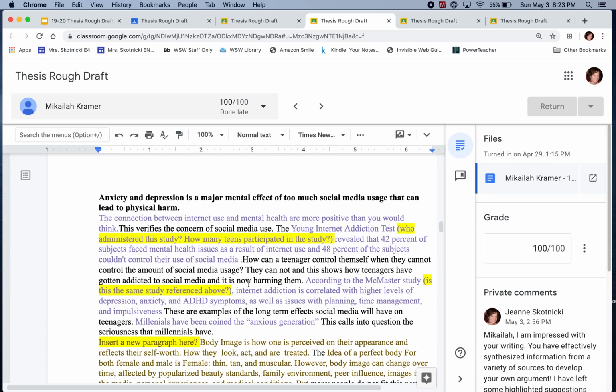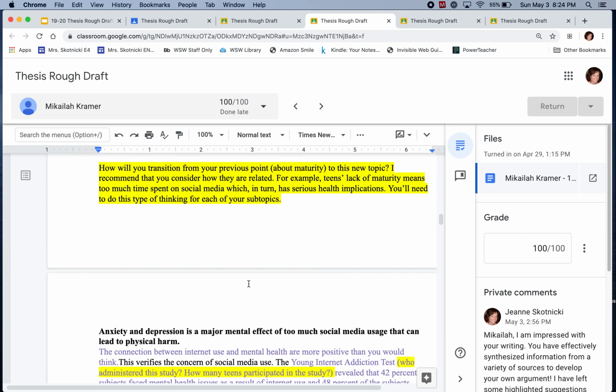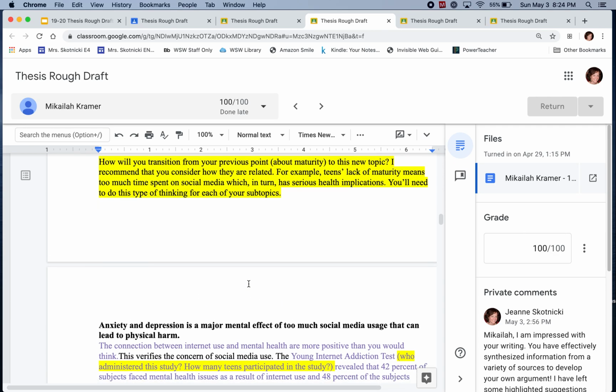And then she jumps to the next subtopic sentence, which is about the effects of this overuse of social media. One of the things that I suggested she might do is consider the way that teens' lack of maturity means perhaps too much time spent on social media, which in turn has serious health implications. This sentence would work perfectly well at the end of the previous paragraph, and it would also work at the beginning of this one.